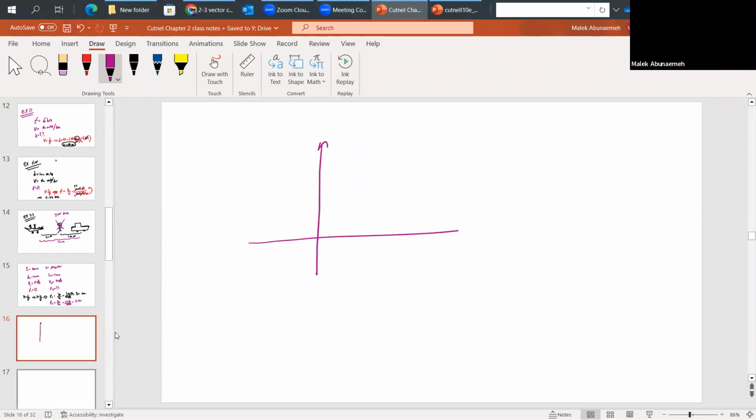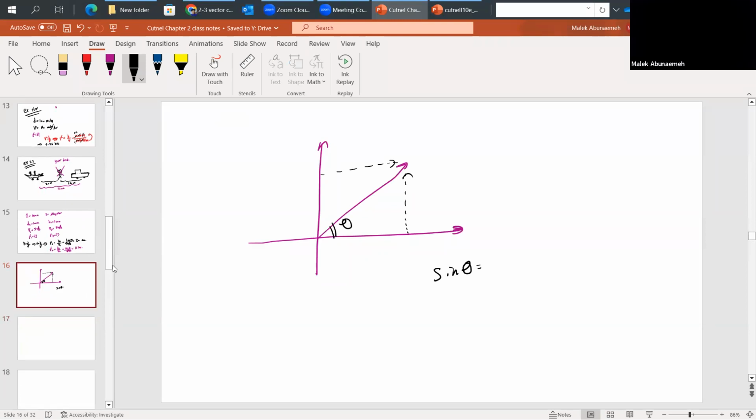So let's say you get a vector, this is the direction that it's going. Well, this one is a resultant of your y component and your x component. And this is going to be your angle theta. So when you talk about the sine of the angle theta, you're talking about your y-axis divided by the hypotenuse.